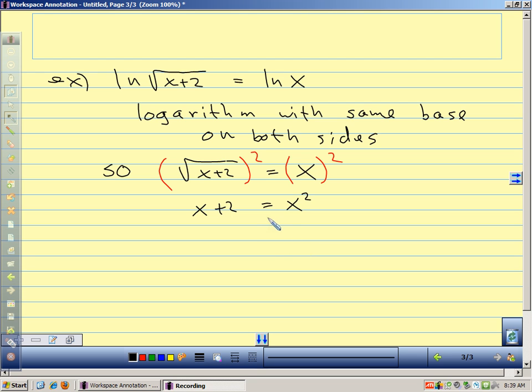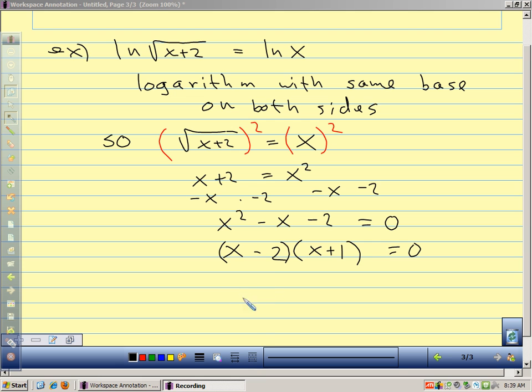How do I solve this? Let's get everything over on this side. So I'm going to subtract x and subtract 2 from this side. So I get x squared minus x minus 2 equals 0. Now I can factor. My factors have to be 2 and 1, and this has to be negative, and that has to be positive. So this tells me that x equals 2, or x equals negative 1.